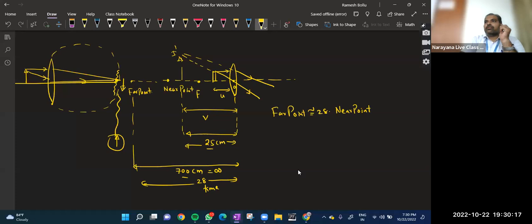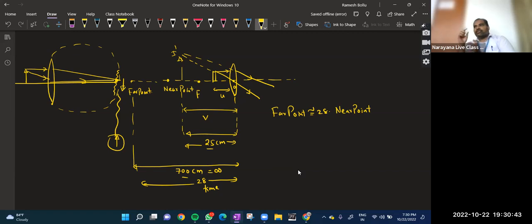Correct or not? If you see an auditorium, it will have specific dimensions only. Students, are you understanding? A perfect auditorium has perfect dimensions. It depends on the image, I mean the screen size. The distance between the audience and the screen is decided based on this concept only.